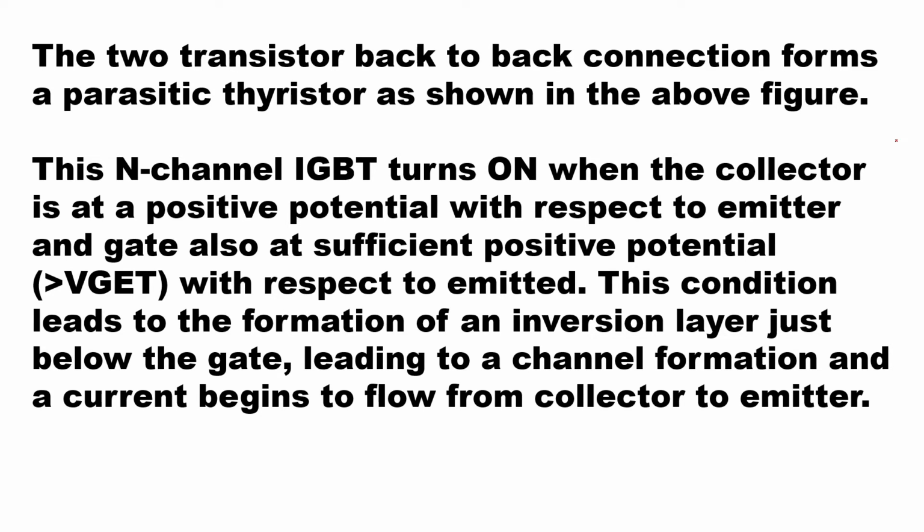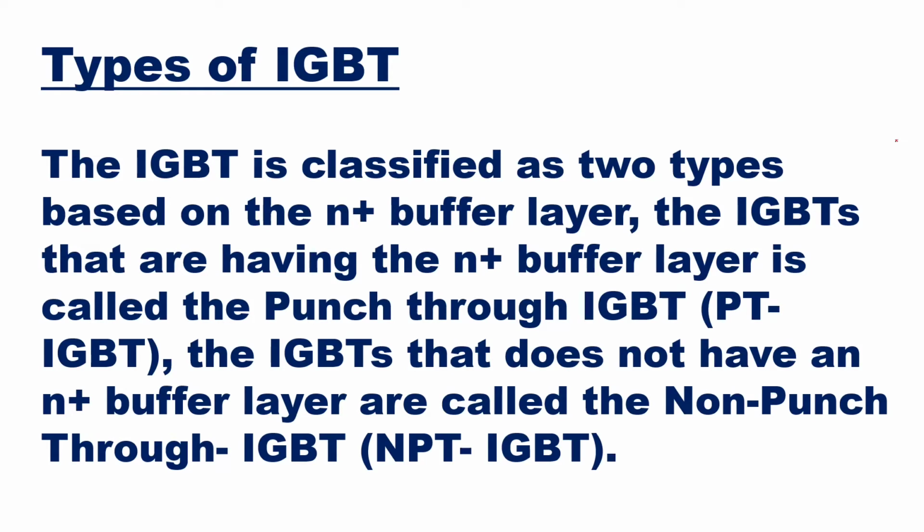Then we'll see the types of IGBT. IGBTs are classified into two types based on the N plus buffer layer. Below the emitter, we have seen the N plus buffer layer. IGBTs that have the N plus buffer layer are called punch through IGBTs, PT IGBTs, and those that do not have the N plus buffer layer are called non-punch through IGBTs, NPT IGBTs. If the N plus layer is present, it is a punch through IGBT; if it is absent, it is a non-punch through IGBT.